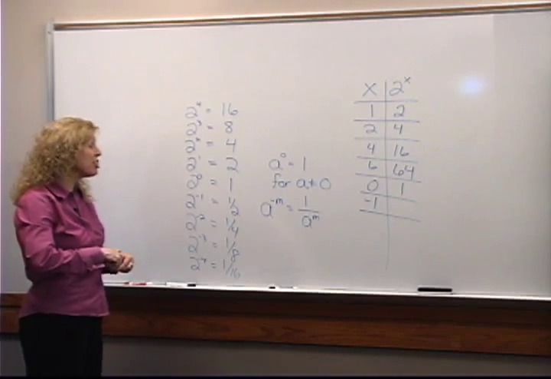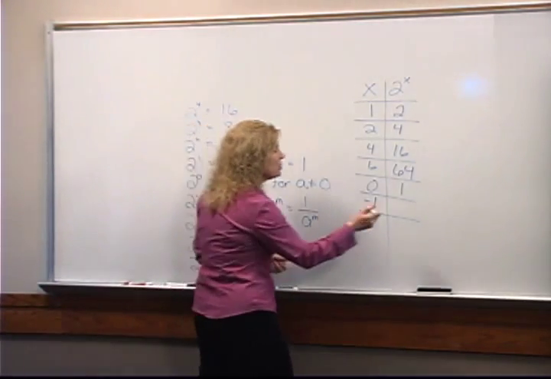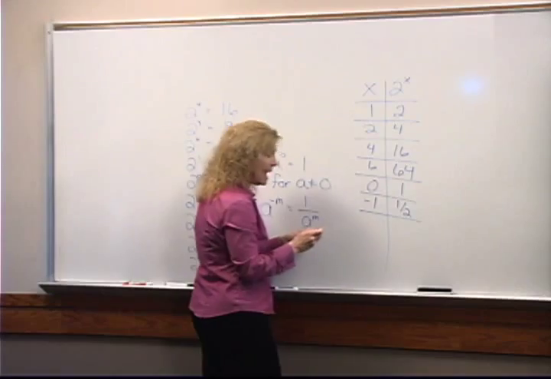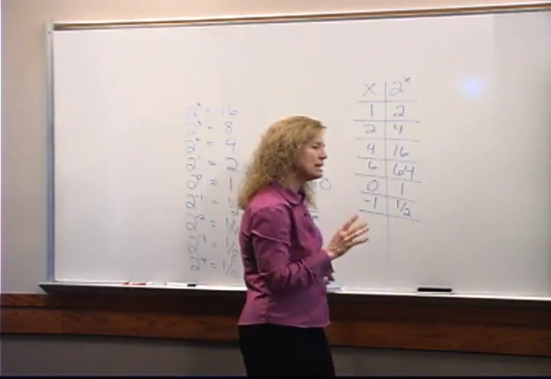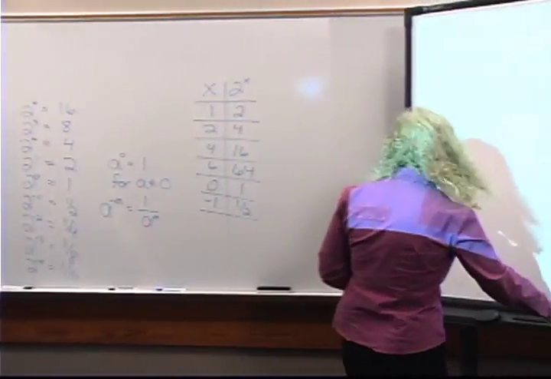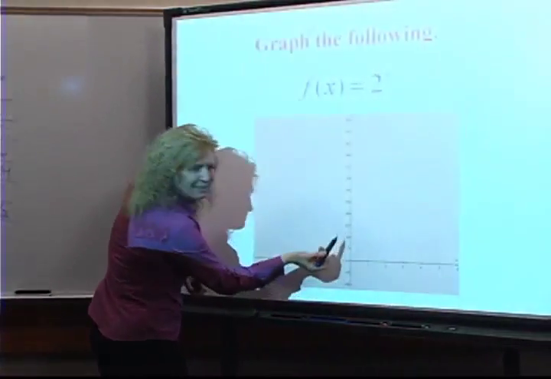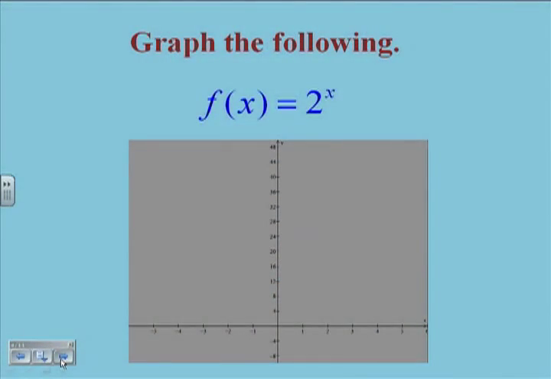Well, with that in mind, then we know this goes to 1/2, and we can start plotting some of our points. Now, you might wonder, I've got this scale going by 4s. Well, the reason is some of these numbers get rather large. So at negative 1, I have a 1/2. That's going to be real low there.